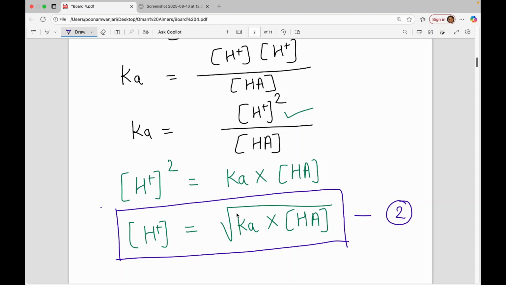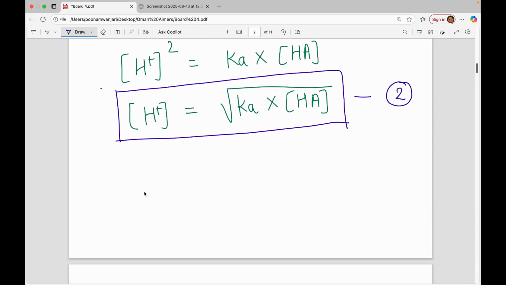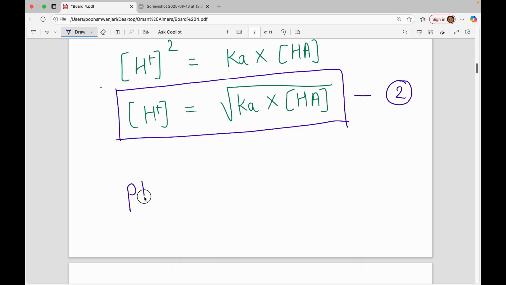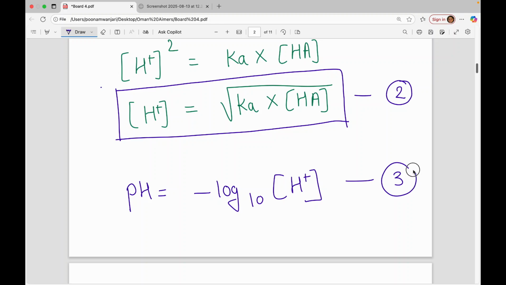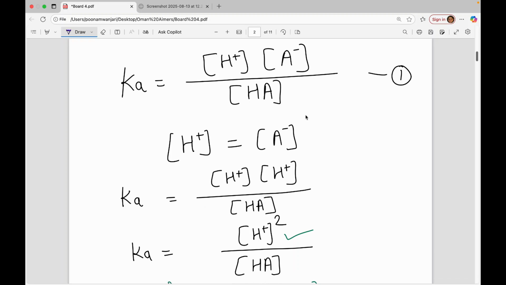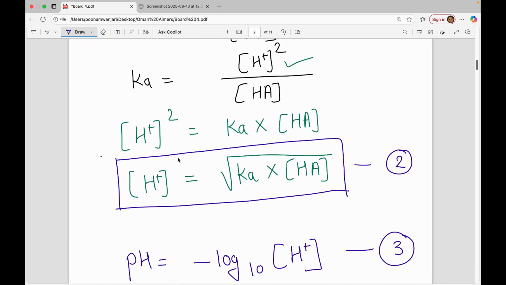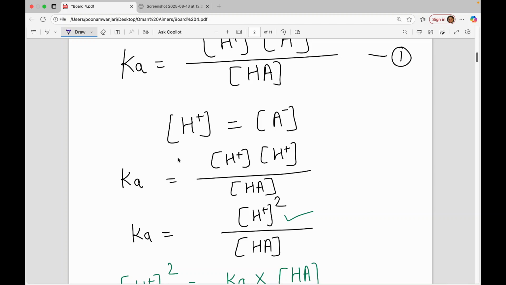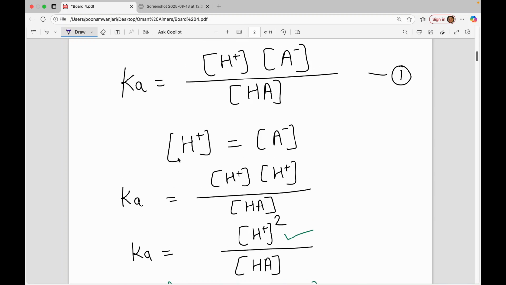Now this is very simple. After getting H plus, it is very easy to calculate. So pH is equal to negative logarithm to the base 10 concentration of hydrogen ion. This is your, student, third equation. By using these three equations, we are deriving the hydrogen ion concentration equation. By using these three equations, students, it is easy to calculate pH of weak acid.